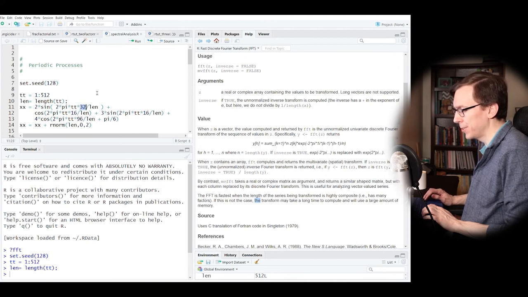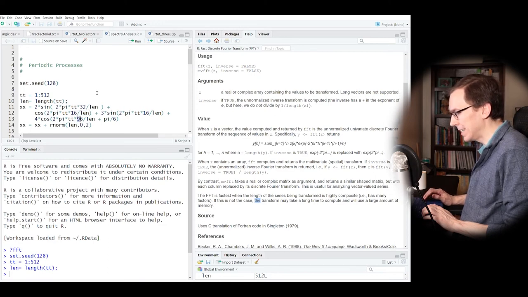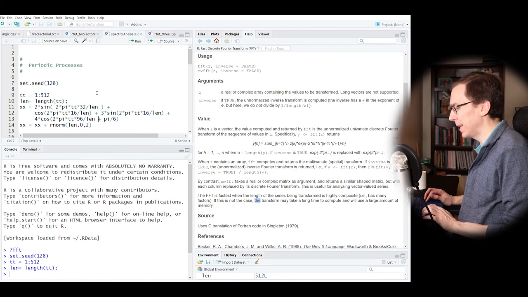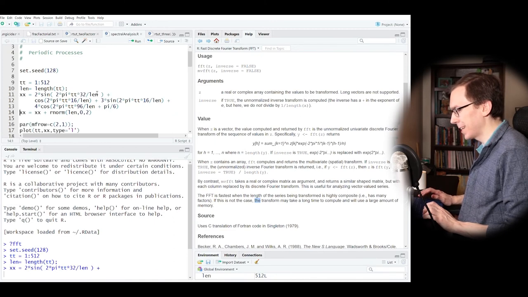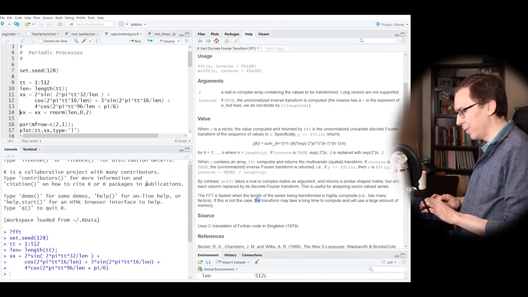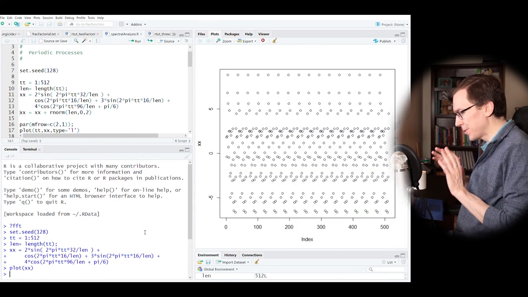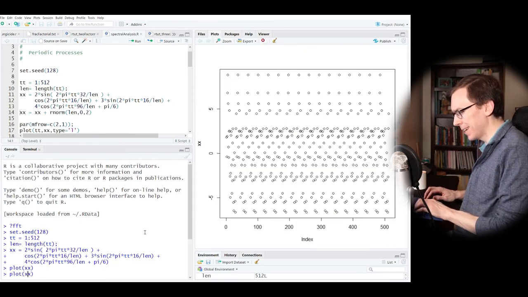I have 32 over the length. I have 16 over the length. I have another 16 over the length. And I have a 96 over the length, which is then added. There's a phase in here of plus pi over 6. So I can do that. And now, why don't we just look at what that looks like? So right now there's no randomness. Oh, that's terrible. I don't want that.